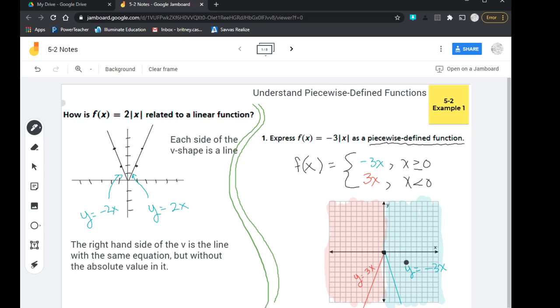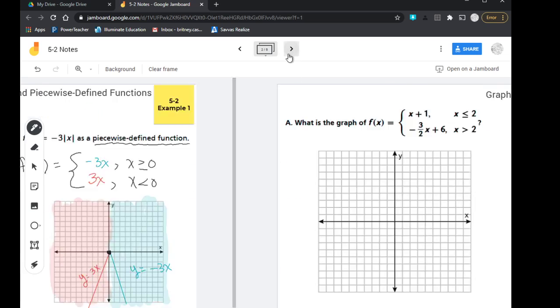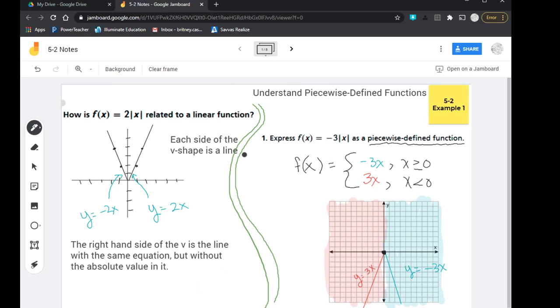Although Savvas does a really interesting thing where they will put a circle there and shade it, and they'll shade it with whichever function they want you to go with. Alrighty, so there we are. That is example 1. Until next time.